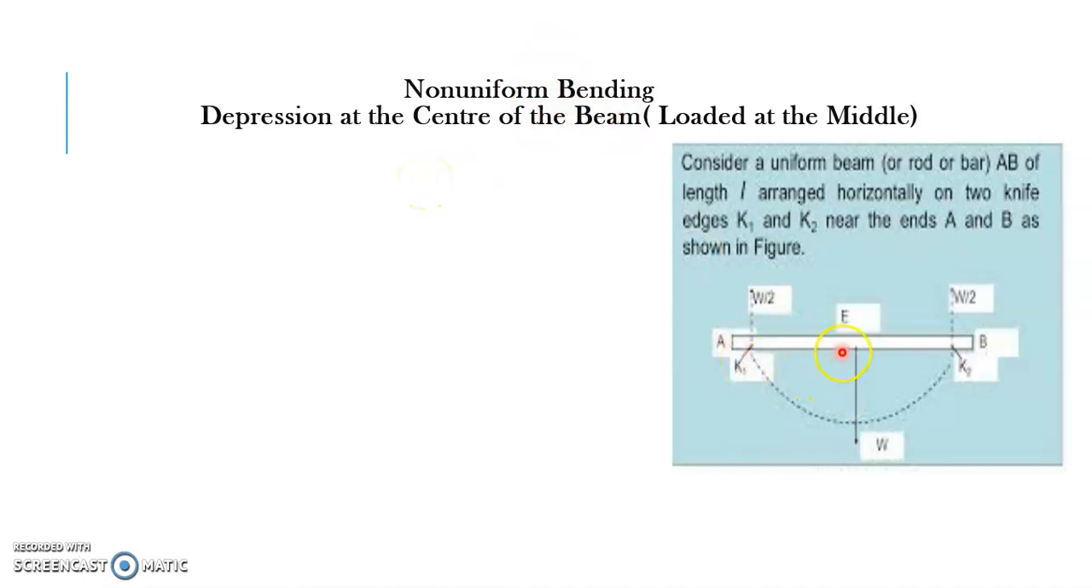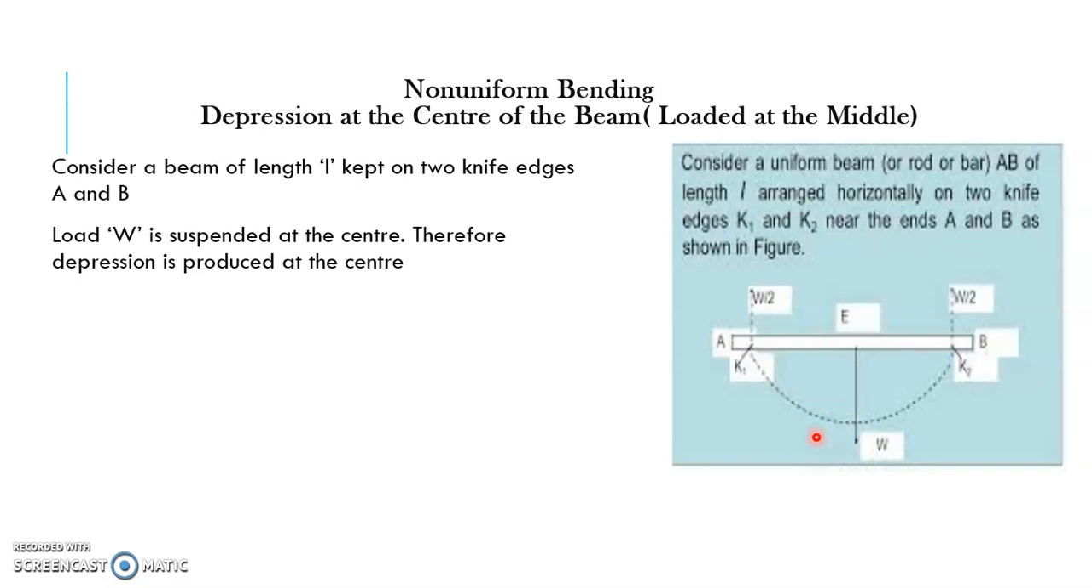Consider a uniform beam of length L, that means AB is equal to L. The weight is added at the center of the beam, at the point E. So the beam bends in the center only, in a U shape. The beam is suspended on two knife edges K1 and K2 as shown in the figure. I consider the beam of length L kept on the two knife edges A and B. Now the load is suspended at the center. Therefore, the depression is produced at the center.